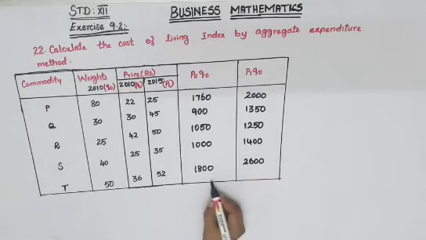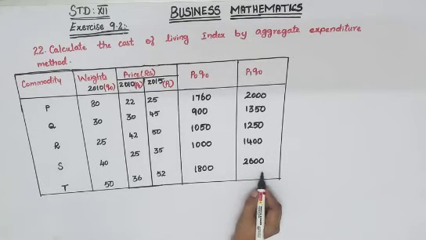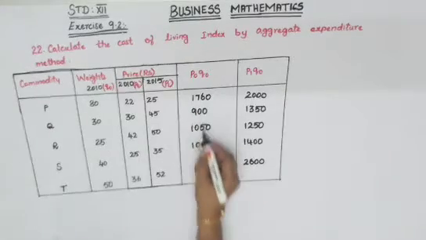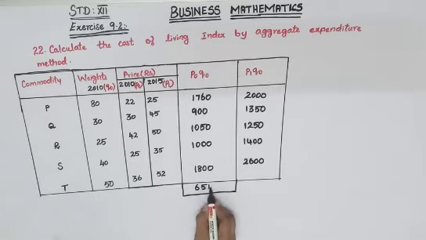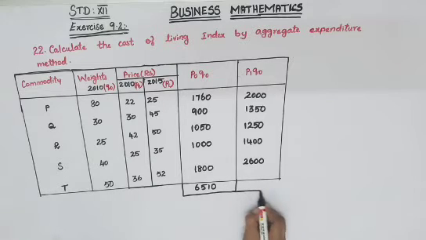Now the summation of P0 Q0 and P1 Q0 you will have to find. Let us add all these data, so you will get your summation of P0 Q0. The answer will be 6510. And here if you add this column, that is summation P1 Q0, your answer is 8600. You can use your calculator and check your answers.